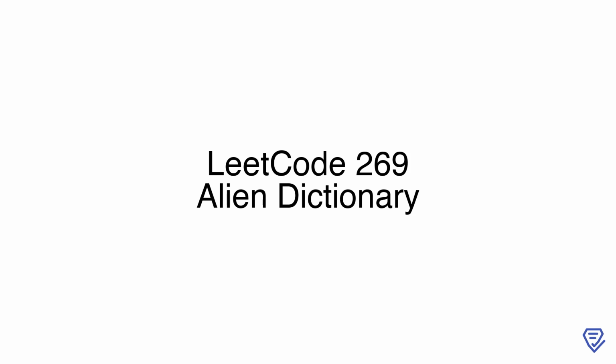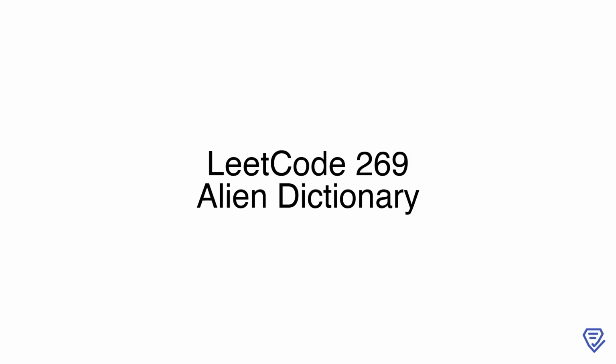Welcome to this problem walkthrough. In this session, we'll tackle LeetCode problem number 269, titled Alien Dictionary. This is an intriguing problem where we'll determine the order of letters in an alien language based on a sorted dictionary of words. Let's explore the logic, approaches, and techniques required to solve this step by step.